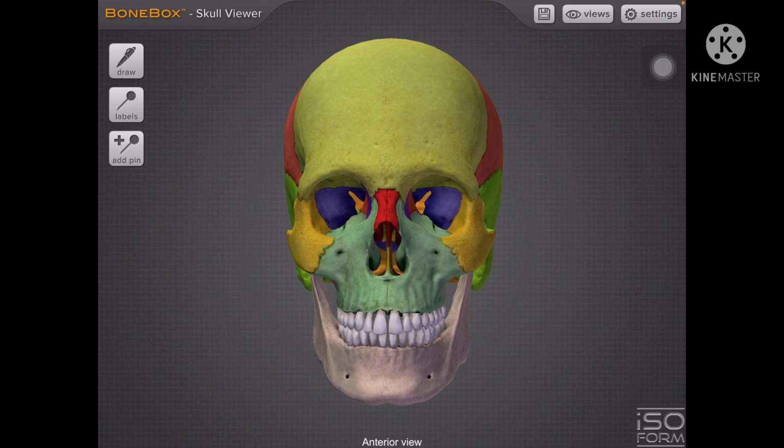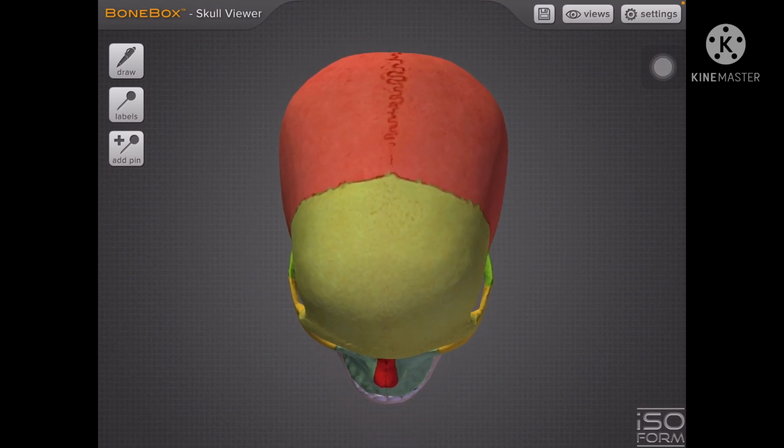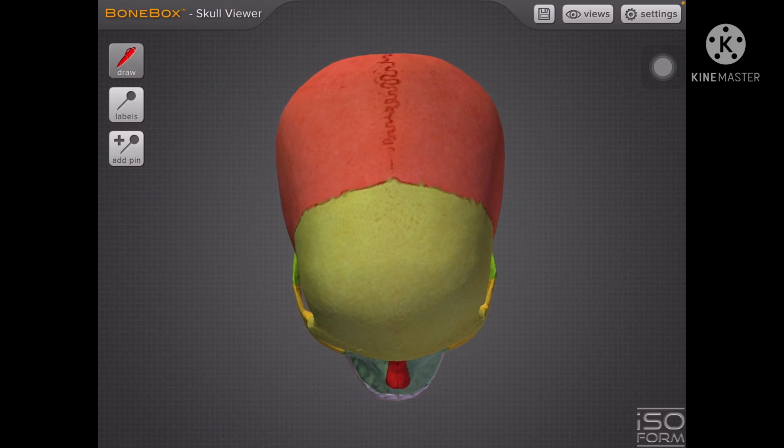Now let's learn about the sutures of the skull. I will show you clearly and explain about them. Here you can see the coronal suture. This is called the coronal suture, present between the parietal bone and the frontal bone, and it runs from side to side. Also, if we do a craniotomy, you can see that this coronal suture runs downward and in forward directions.